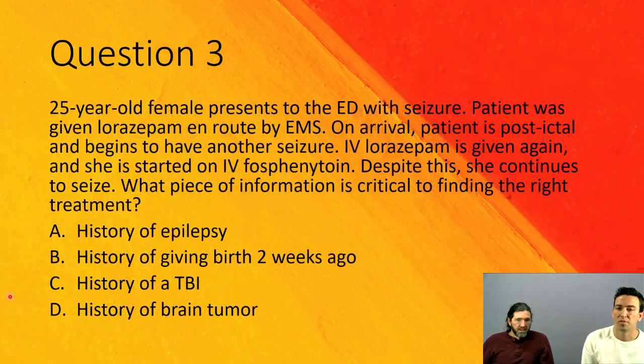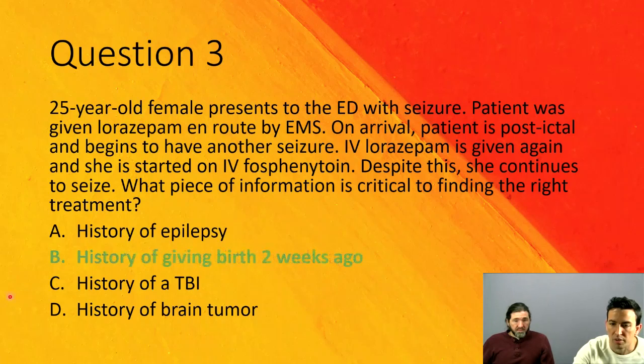Last one. A 25-year-old female presents to the ED with seizures. The patient was given lorazepam en route by EMS. She is post-ictal and begins to have another seizure. IV lorazepam is given again. She is started on IV fosphenytoin. Despite this, she continues to seize. What piece of information is critical to finding the right treatment? Looking for a history of epilepsy, giving birth 2 weeks ago, TBI, a brain tumor. Here, it's the history of giving birth 2 weeks ago and needing magnesium sulfate to abate those seizures.